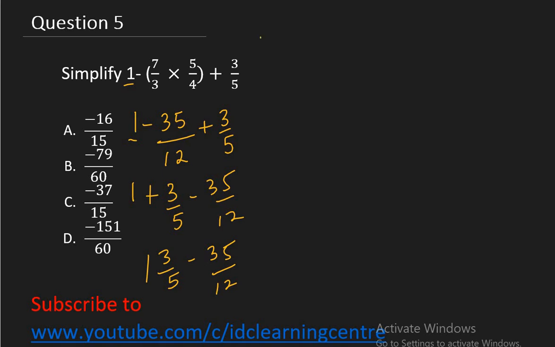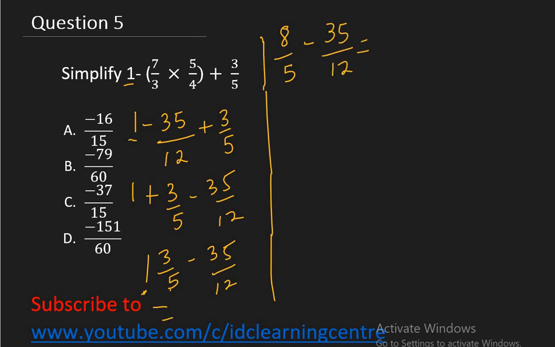Let's just change this to an improper fraction. 5 times 1 is 5 plus 3 to give us 8 over 5 minus 35 over 12. At this junction, we'll look for the LCM of the denominators, which are 5 and 12. The LCM of 5 and 12 is 60. So we divide the LCM with the denominator and multiply with the numerator.